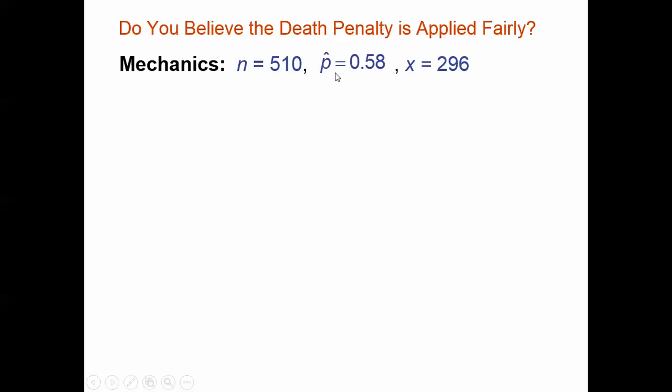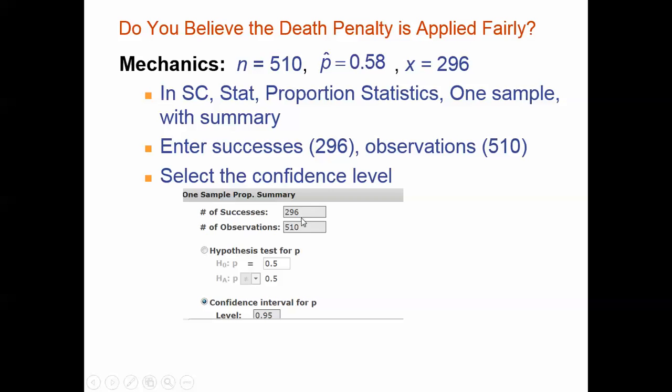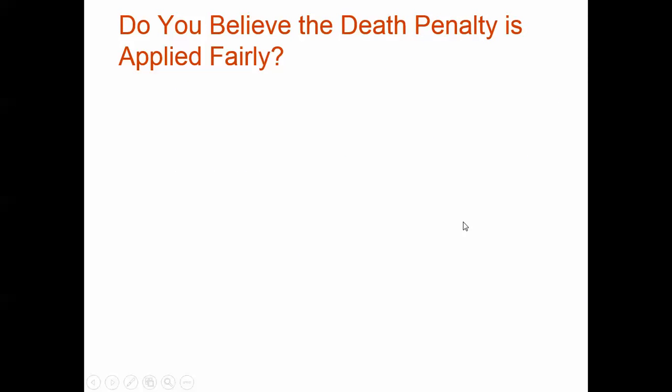Okay, so mechanics. To use StatCrunch, you need n and the number of successes. So in StatCrunch, select Stat, Proportion Statistics, one sample with summary, add your successes, 296, and I have a window here to show you what it looks like. Put in the successes, the sample size, and then down here, next week we'll learn about the hypothesis test, but for right now, confidence interval for the proportion, and then put in the confidence level, and we're doing 95%.